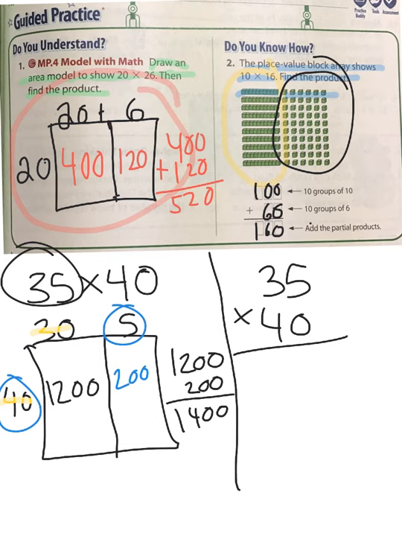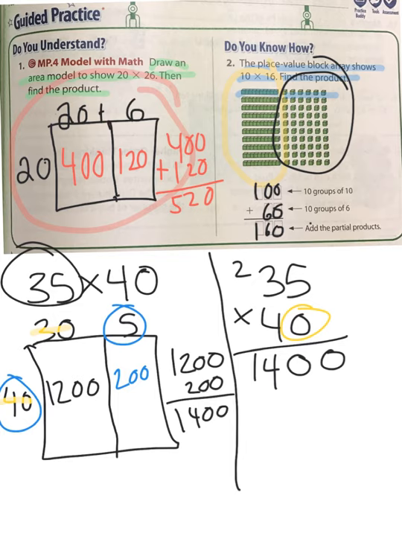This 0 right here, we're going to drop and put it down. Then you're just going to multiply like you normally would. So we're going to multiply 4 times 5 is 20. Put your 0, regroup your 2. Then 4 times 3 is 12, plus 2 more is 14. And you're going to get the same answer. You can do these problems any of these ways.